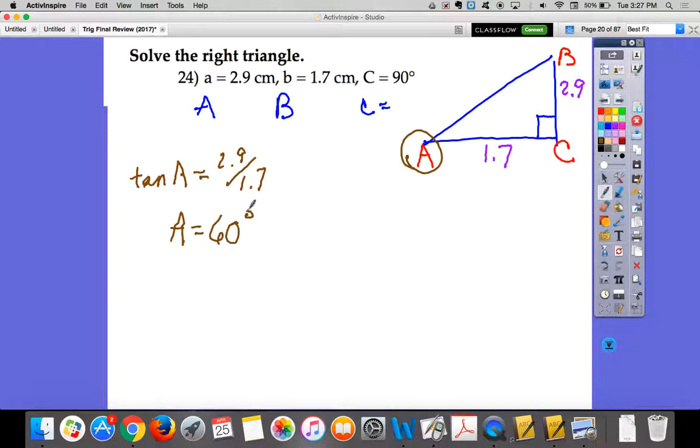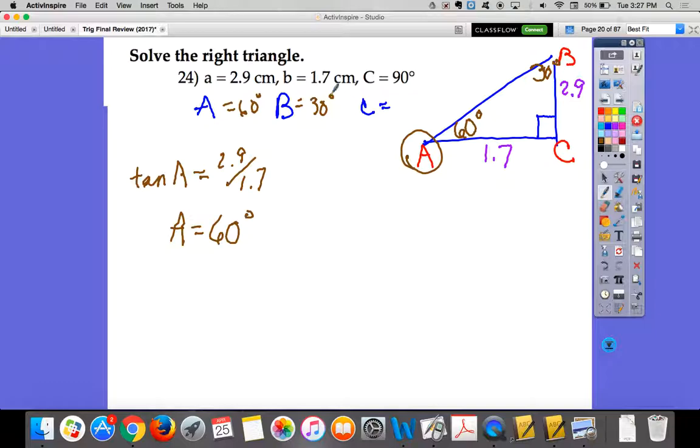Let's just round it to even degree. Okay, now if I know that this is 60, then I should be able to figure this out because this is 90. So these two have to be complementary, right? So if this is 60, then this must be 30. So I'm doing pretty good. I got 60 here and I got 30 here.